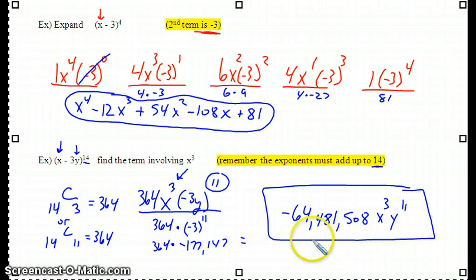So you have to be careful when you're doing this. This coefficient that you get from using either Pascal's triangle, or in this case we used combinations, is not always going to be your final answer for the coefficient. Because of the fact that you had a negative 3 in here that you're raising to the 11th power, you've got to figure out what that number is and multiply it by that 364 to get your actual coefficient for that term of the expanded binomial.